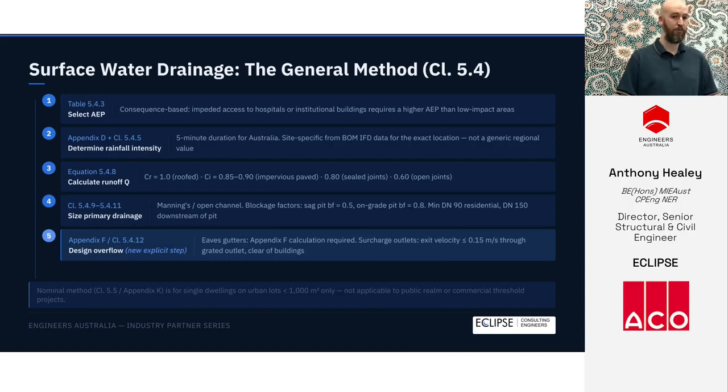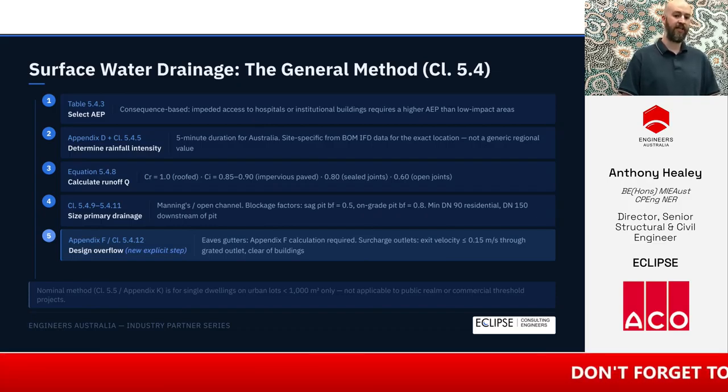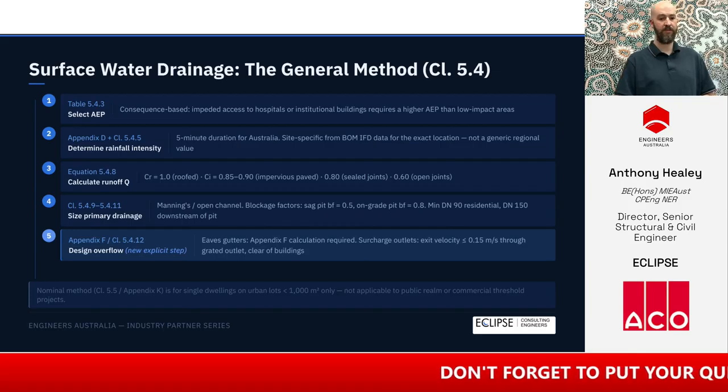for sag pits and 0.8 for on-grade pits. Minimum pipe sizes are diameter 90 for residential and diameter 150 downstream of pits. Step 5, which is now an explicit design requirement, design the overflow using Appendix F for eaves gutters. Surcharge outlets under clause 5.4.12. Exit velocity must not exceed 0.15 meters per second through a graded outlet, which must be located clear of buildings and within the property boundary.